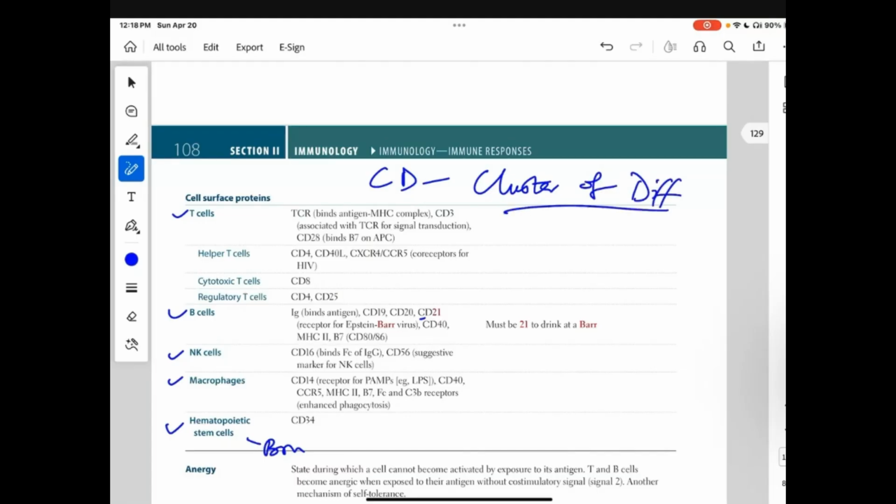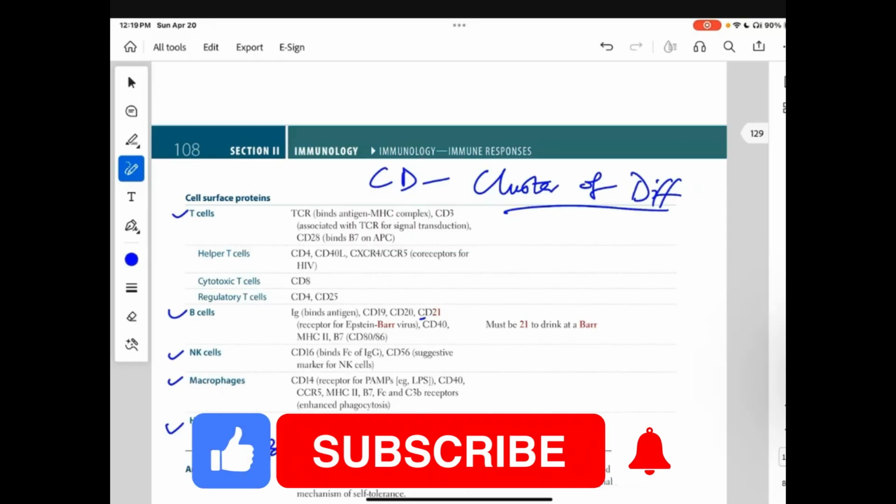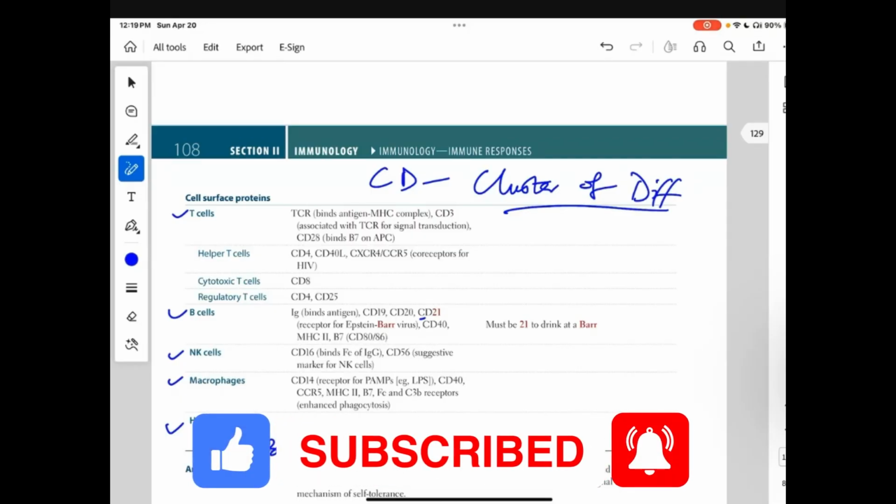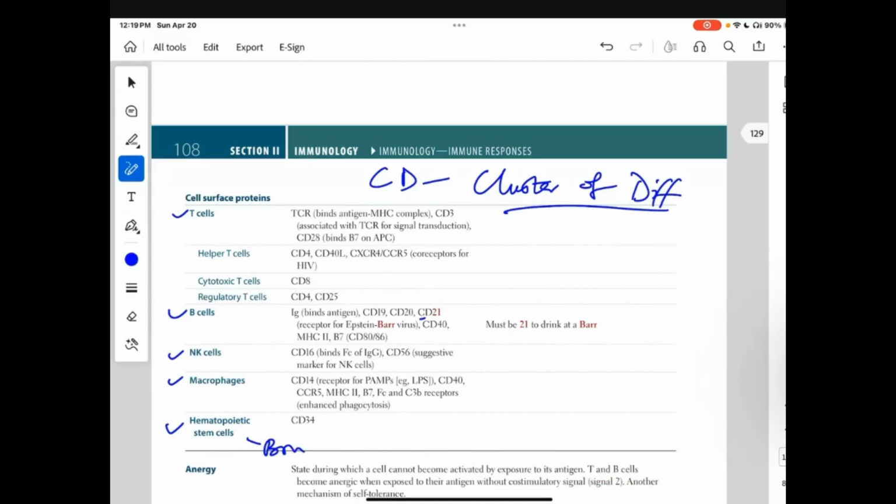So when you identify a certain CD on a white blood cell, this one belongs to a T cell, this one belongs to a B cell, this one is a macrophage, this one is a natural killer cell or bone marrow stem cell. Very important for you to know. Why is that? Because, like I said, there are two main reasons.